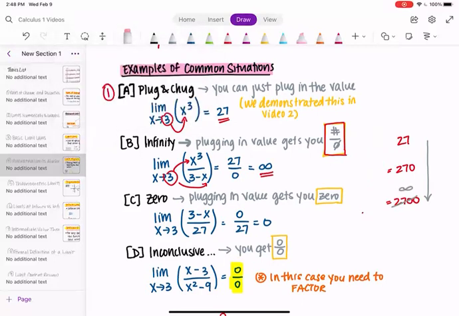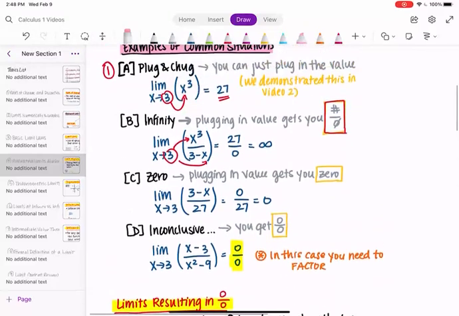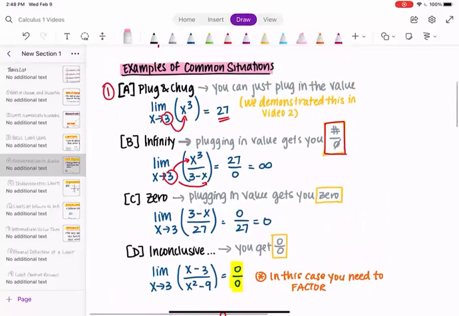So every time you get any number over 0, you're going to approximate it as infinity. And that's that second case. The third case is I do the same thing. I plug in my 3 up at the top, I get 0. I plug in 3 at the bottom, I get 27.